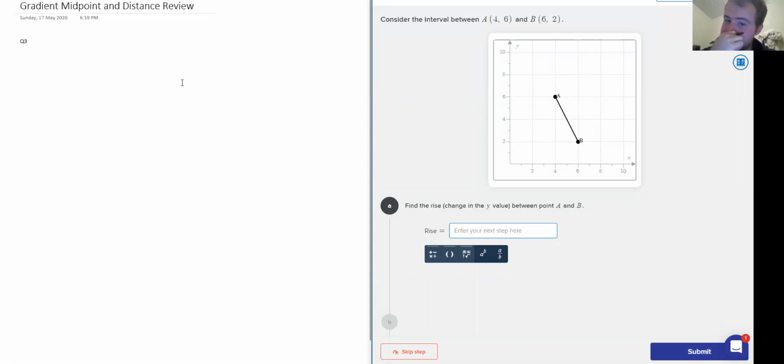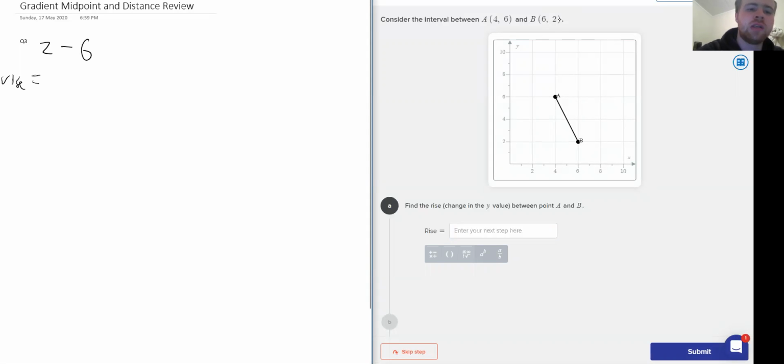Now the rise is always the change in y value, as it says here, between point A and B. So we've got to look at this second number in the coordinates. It starts at 6 and it goes down to 2. We always take the second point on the right and we take away the first. So the rise is -4. If it's going down from left to right, then the rise will be -4, not +4.